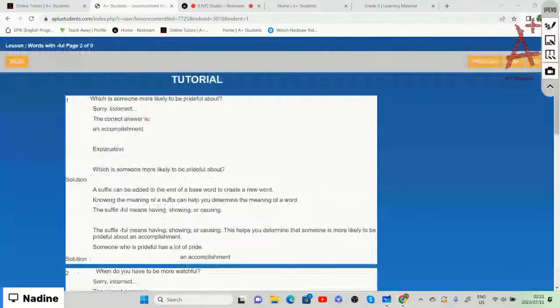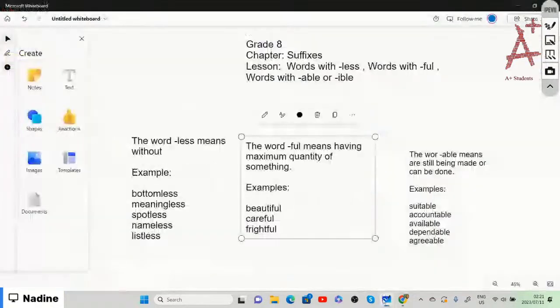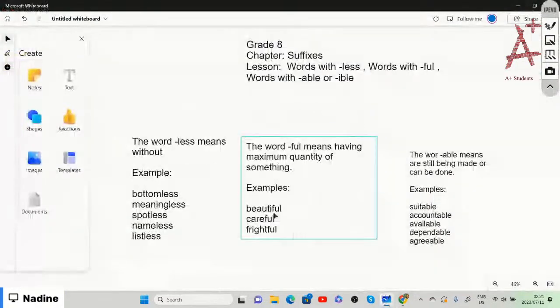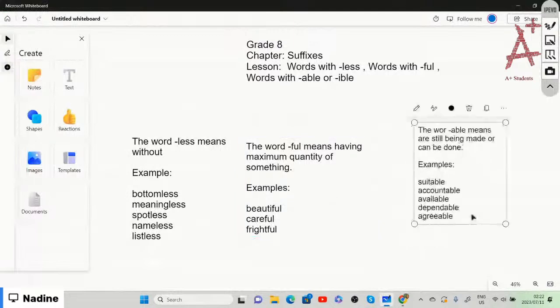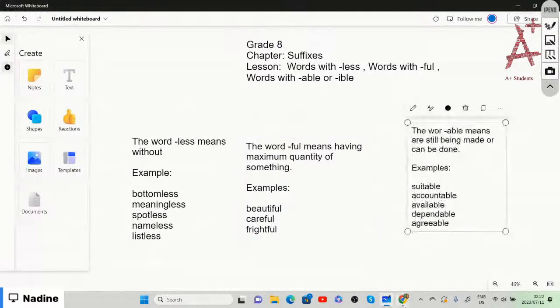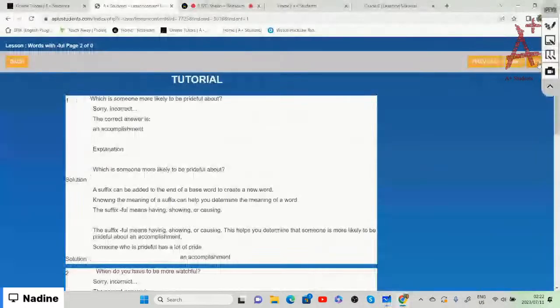All right, before we go on to the test, here are a few more words with full, right? And we said full means having a maximum quantity of something, right? And beautiful, you're having a lot of beauty. Careful, you're very much careful. And frightful, you're really scared or have fear of something, right? All right, so let's do a test. Back to the tutorial. Let's go to the test.